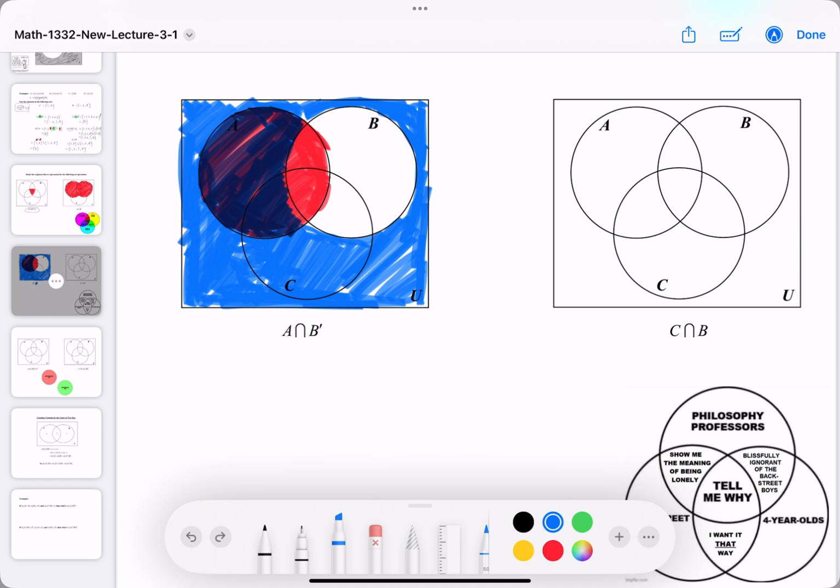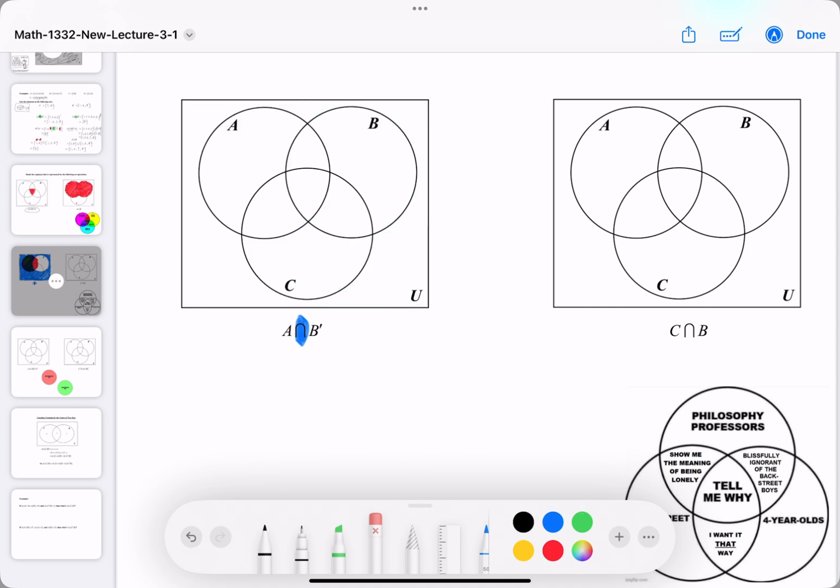And what is the A and B prime? That is the overlapped area, or the intersection between A and B prime. So which part did I shade twice? This part I shaded twice. That means if I clear this mess, I'm going to have the shaded area here. The overlapped area.